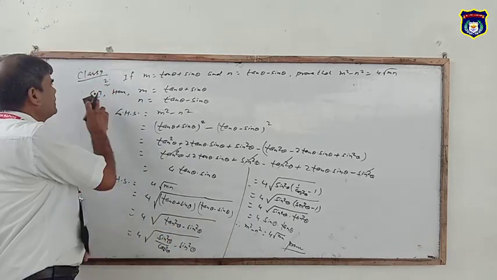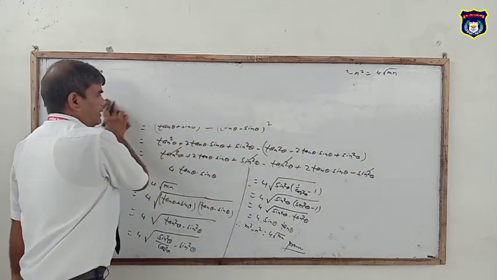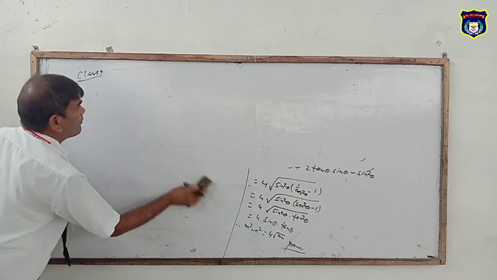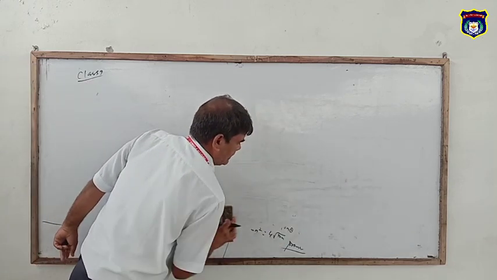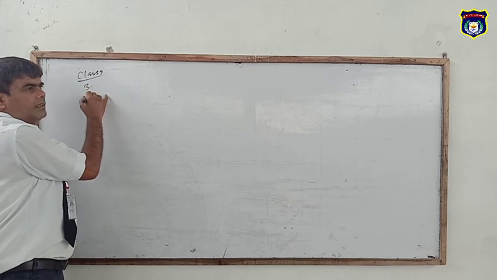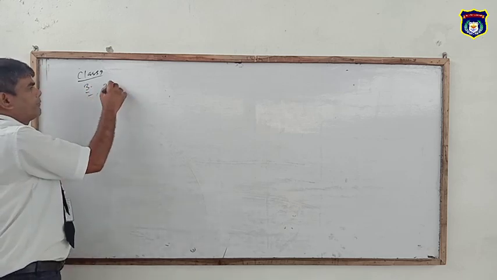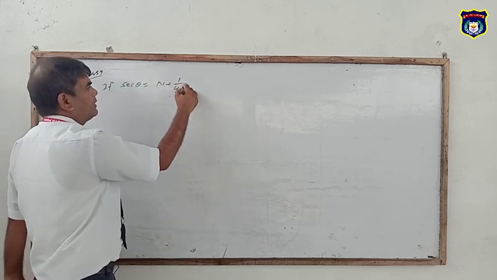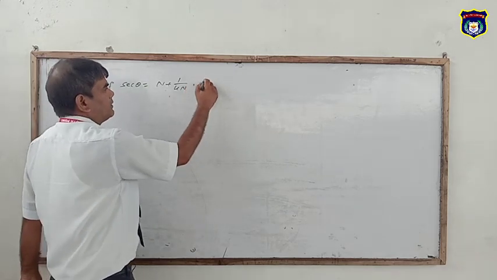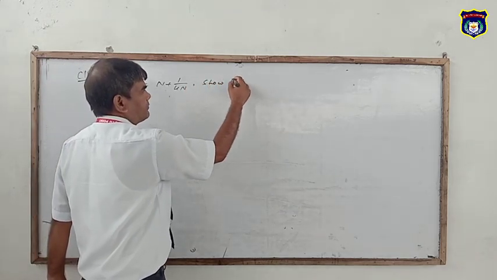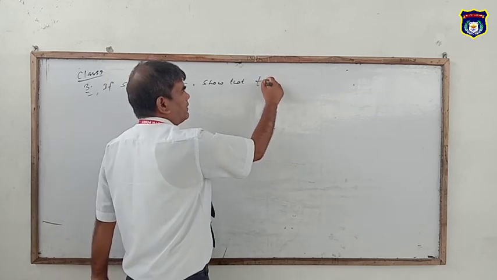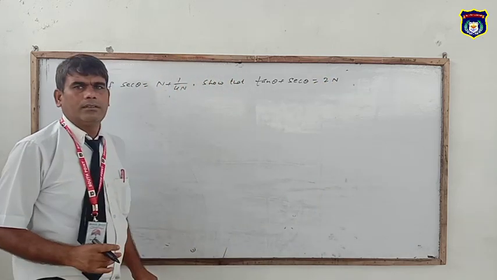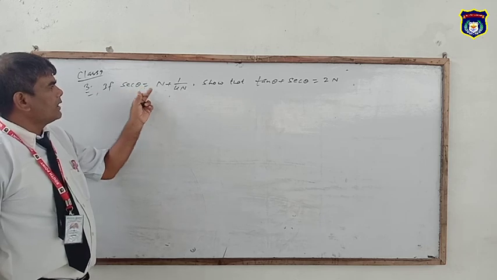Now next question. Next question is: if sec theta is equal to n plus 1 by 4n, then show that tan theta plus sec theta is equal to 2n. For this, sec theta is equal to n plus 1 by 4n.